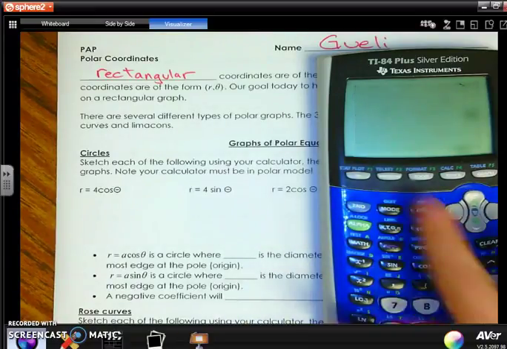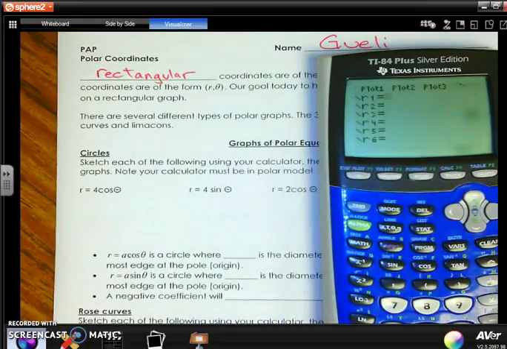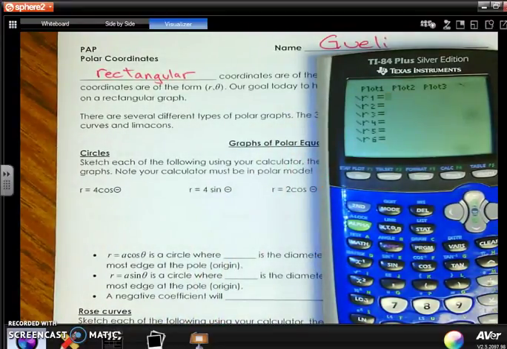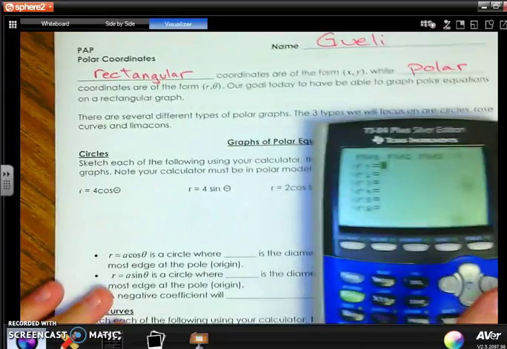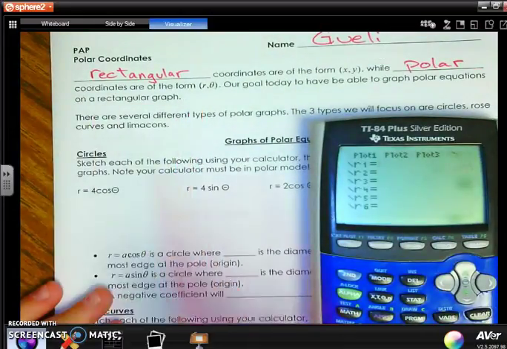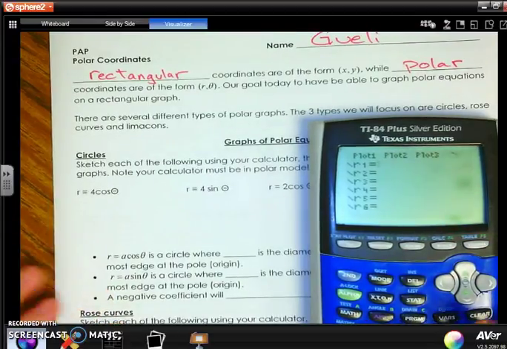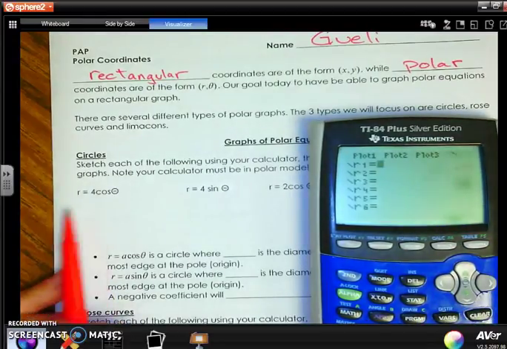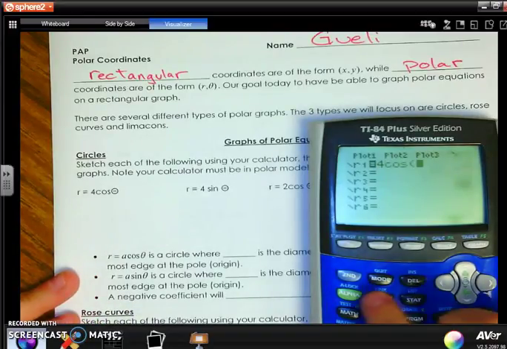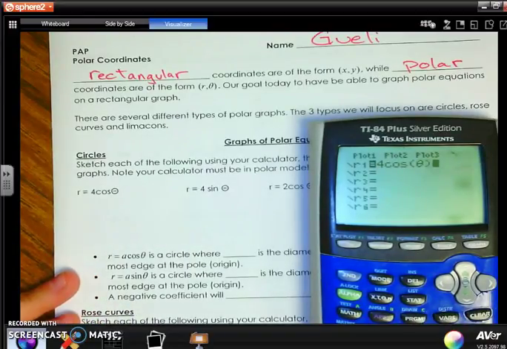Okay, so quit. Now notice when you hit your y equals button, instead of it being y equals in there, now it's r. So just like we said above that polar coordinates are of the form r comma theta, that makes sense because now we have an r. So now we can type this in: r equals 4 cosine theta. Notice now that when you hit that x button, it actually activates the theta right there.